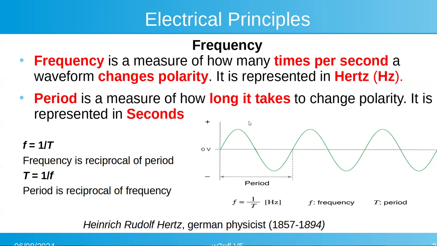The period is going to be the reciprocal of the frequency. In other words, how long it takes to change polarity, the amount of time. So if you divide the frequency into one, you're going to get the period, or vice versa. One divided by the period is going to give you the frequency.